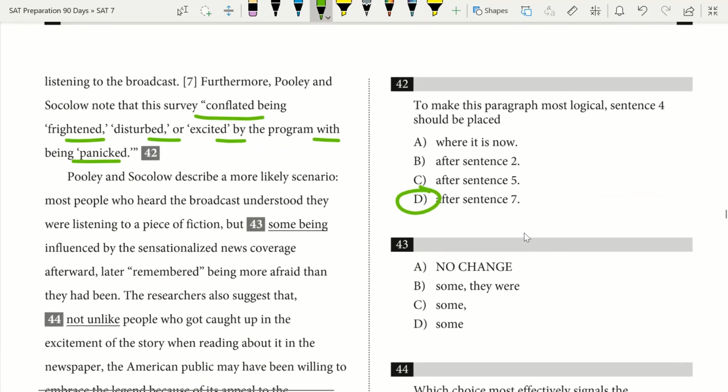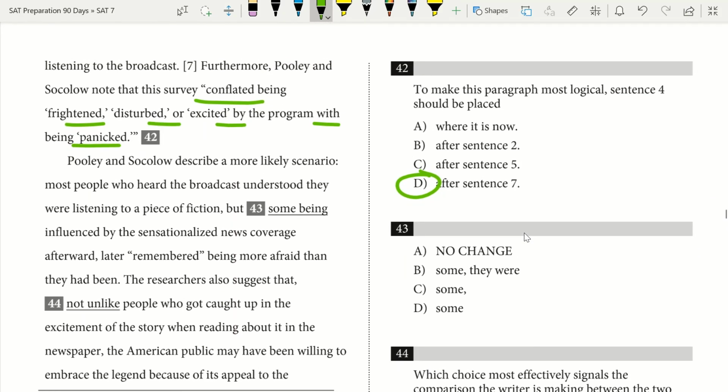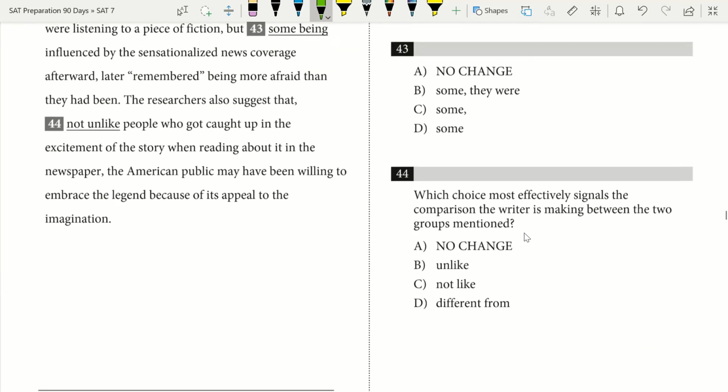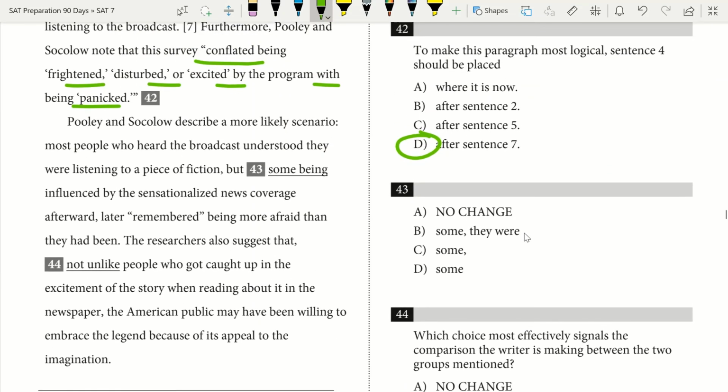Okay, now we go down. We got 42, 43. It looks like we just have 43 and 44 to go here. So we have 43. Pooley and Sokolow describe a more likely scenario. Most people who heard the broadcast understood they were listening to a piece of fiction, but some, being influenced by the sensationalized news coverage afterward, later remembered being more afraid than they had been. Okay, but some, they were influenced. We wouldn't say that, but some influenced. We wouldn't want to have a comma between that.